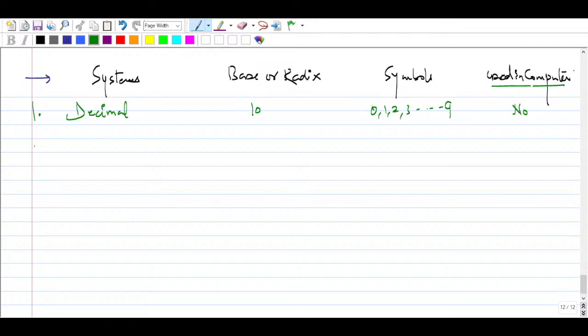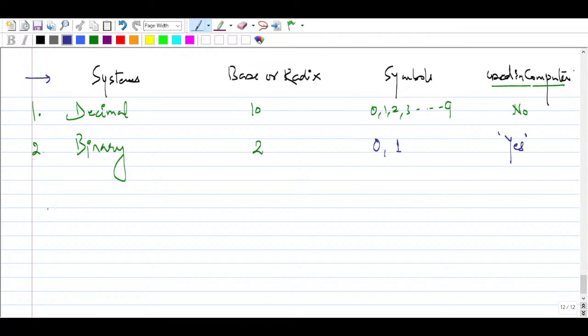Next is binary, the binary number system. It has the base 2. What are the digits allowed in this case? Only 0 and 1. If you write 2 or 3 here, that is wrong. Whatever digits are present in a number system should be less than the base of that number system. That is very, very important. If I ask, can the computer understand binary? Yes. So here you have to write a big yes.